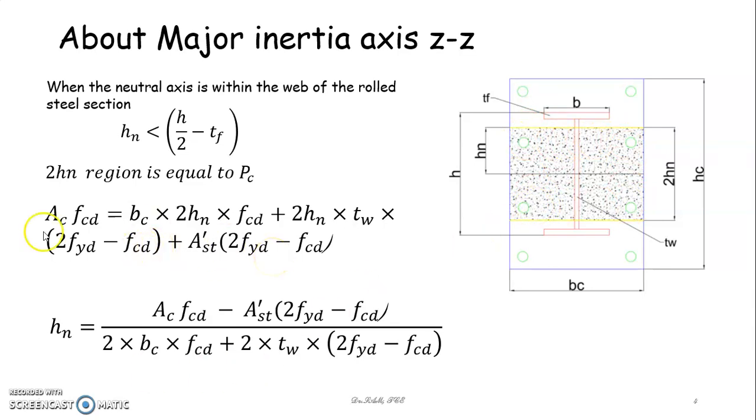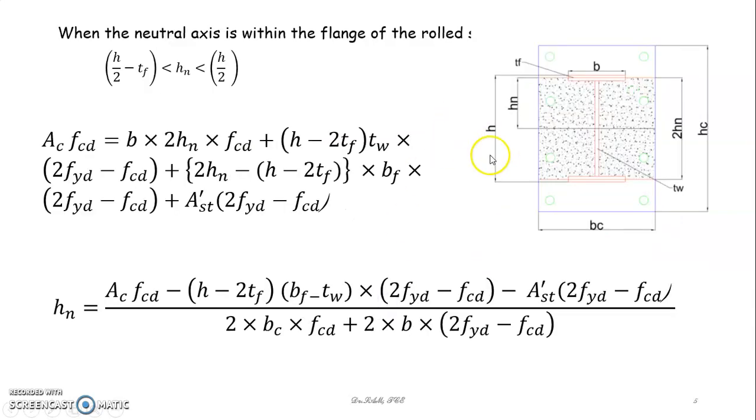From this expression, you can arrive at the expression for HN for the case when your HN is less than this region, that is, within the web of the section. If you consider the second case, that is, if the HN is within the flange, that is beyond the web and within the flange region.